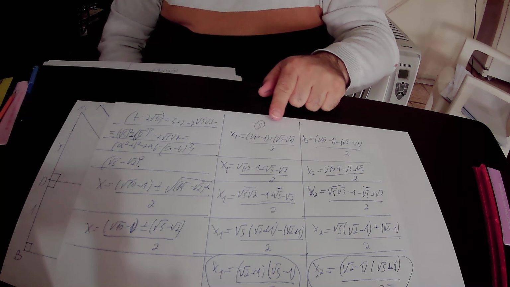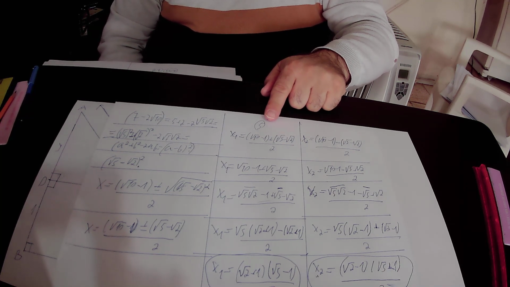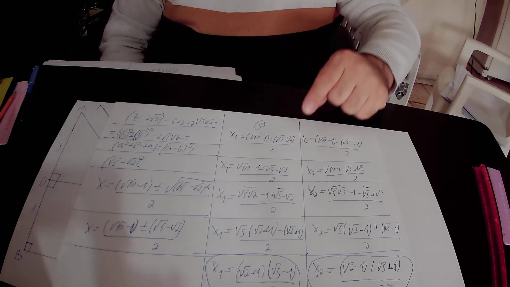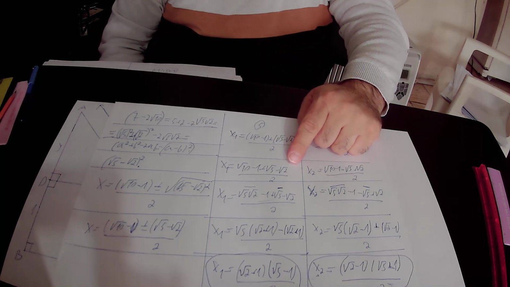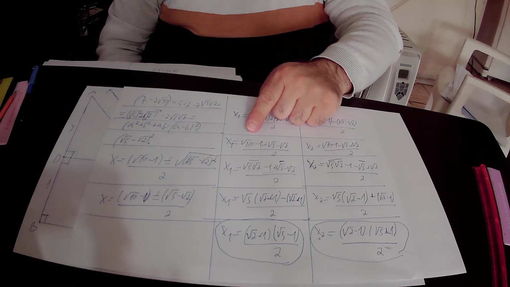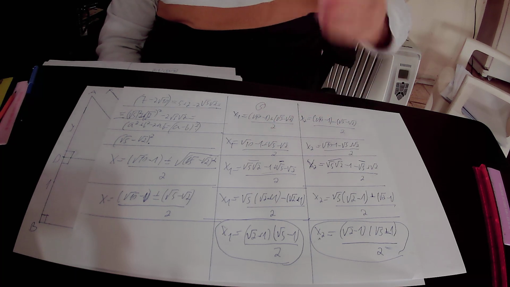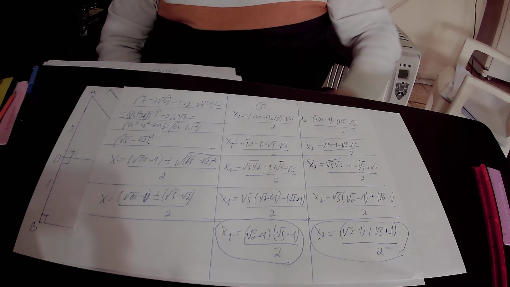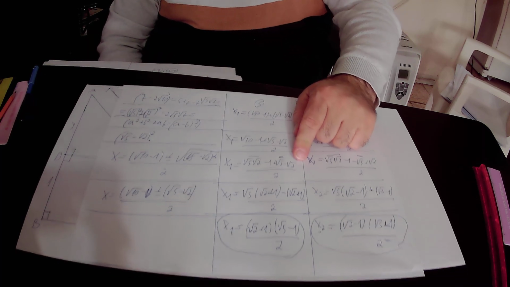We continued with the first solution, x1. Here we open the brackets, and we got that x1 equals square root of 10 minus 1 plus square root of 5 minus square root of 2, over 2. Here we substitute square root of 10 by square root of 5 times square root of 2, and we got that x1 equals square root of 5 times square root of 2 minus 1 plus square root of 5 minus square root of 2, over 2.